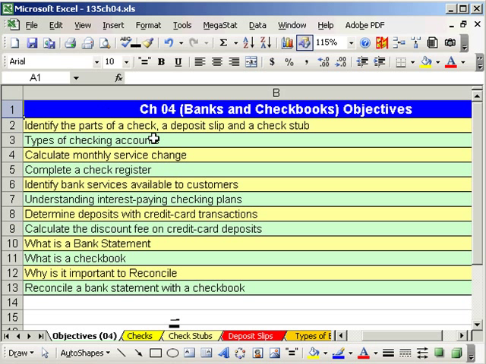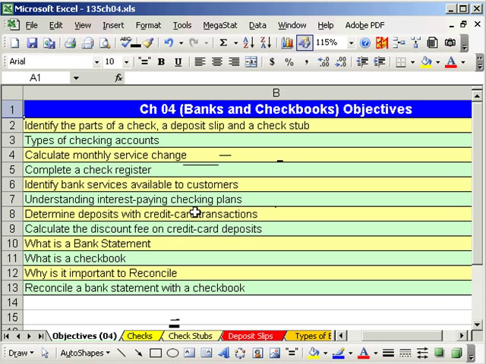Here are our objectives. Identify the parts of a check, deposit slip, and a check stub. It helps to know all the elements of a check if we're going to use them. Types of checking accounts. Then we're going to calculate monthly service charge. The bank sometimes charges us. Then we're going to complete a check register. We have to keep track of the balance in our account. Then identify bank services available to customers. Understand interest-paying checking plans if you can get them.